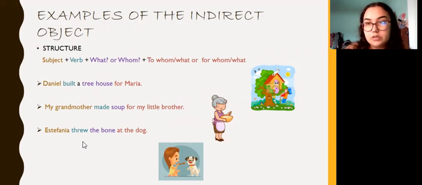The next example, Estefania threw a bone to the dog. Estefania threw what? A bone. That is the direct object. But who did she throw the bone to? The dog, who is the indirect object.